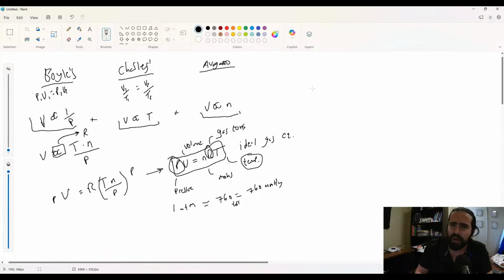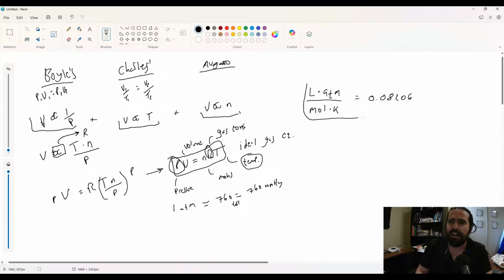And that is if you're using liters, atmospheres, moles, and Kelvin. If you're using those units, then your gas constant is 0.08206 liters times atmospheres per mole times Kelvin.